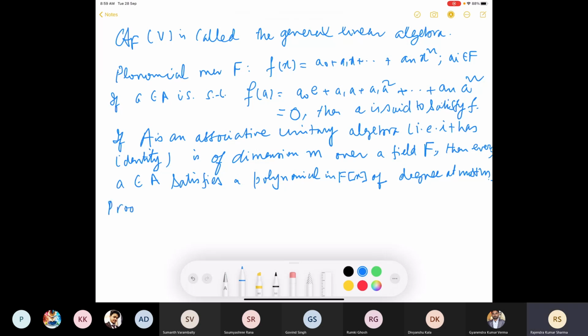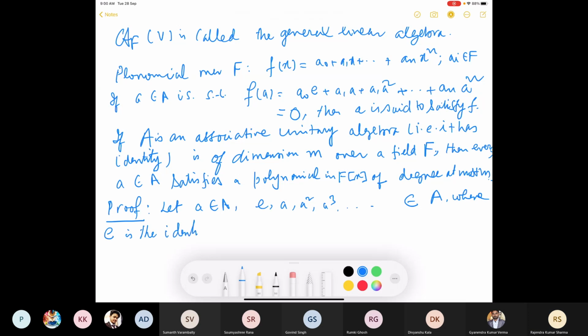The proof for this is pretty simple. Henceforth we shall also be writing 1, instead of writing e, to denote the identity of A. So let us take a in A. Then what we see here is e, a, a square, a cube, and so on and so forth. They all belong to A, where e denotes the identity of A. So all of them are elements of A.